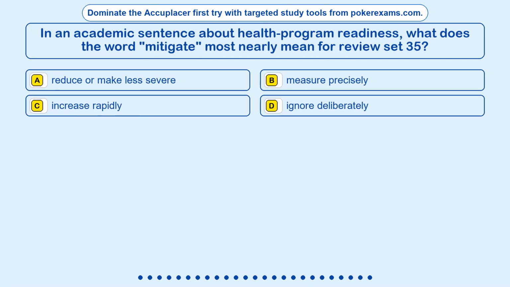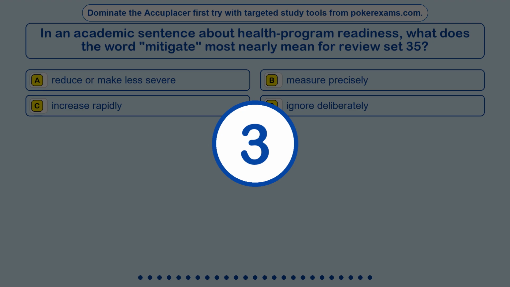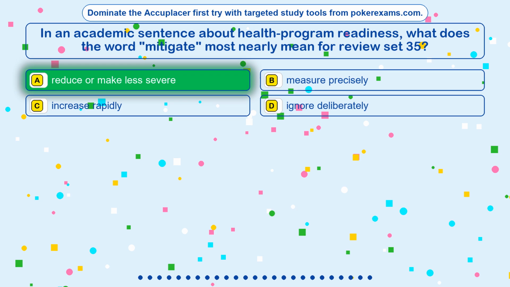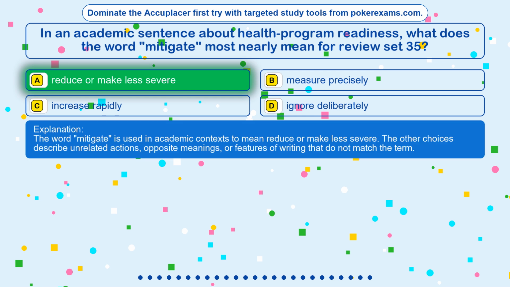Question 15. In an academic sentence about health program readiness, what does the word mitigate most nearly mean for review set 35? Option A. Reduce or make less severe. Option B. Measure precisely. Option C. Increase rapidly. Option D. Ignore deliberately. The correct answer is option A. Reduce or make less severe. The word mitigate is used in academic contexts to mean reduce or make less severe. The other choices describe unrelated actions, opposite meanings, or features of writing that do not match the term.